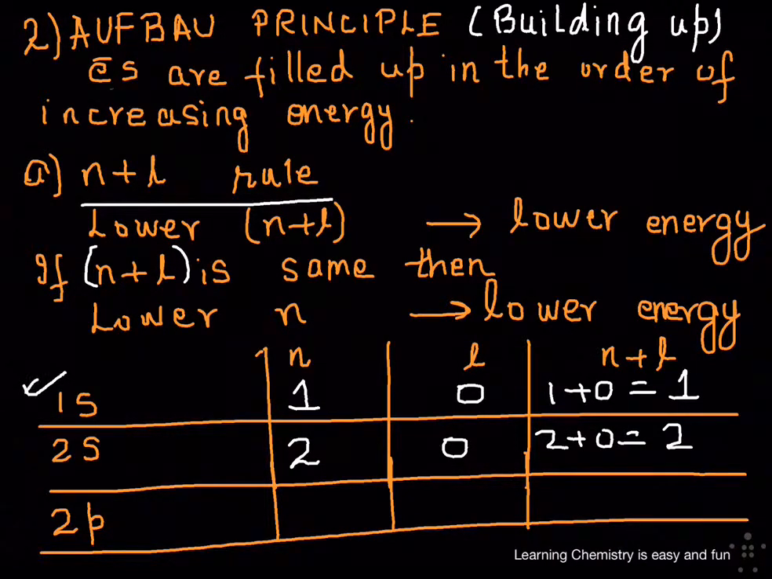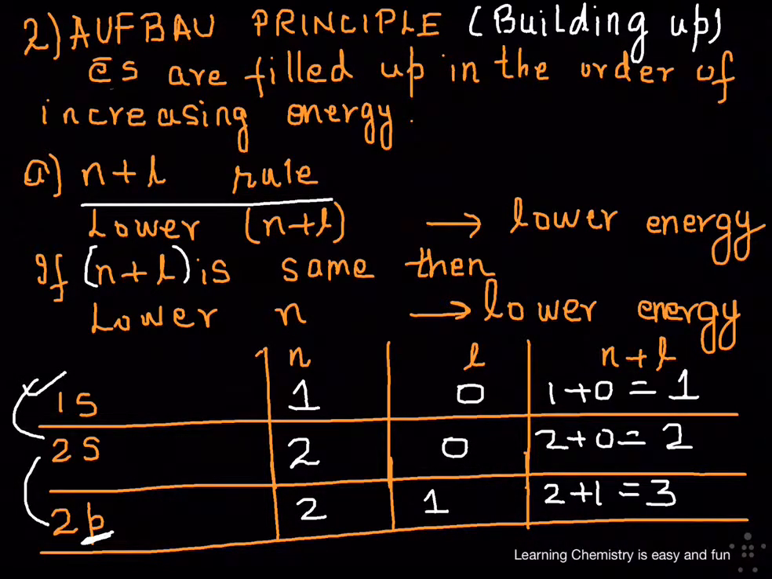Now let's compare. We had compared 1s and 2s. Now let's compare 2s and 2p. 2p means n is 2. What will be the value of L over here, because I am talking about p? So be careful. Yes, L will be 1. So 2 plus 1 gives me a value of 3. So when I am comparing 2s and 2p, which of these has lower energy? Yes, 2s. So I have the order of filling up as 1s, 2s, 2p.